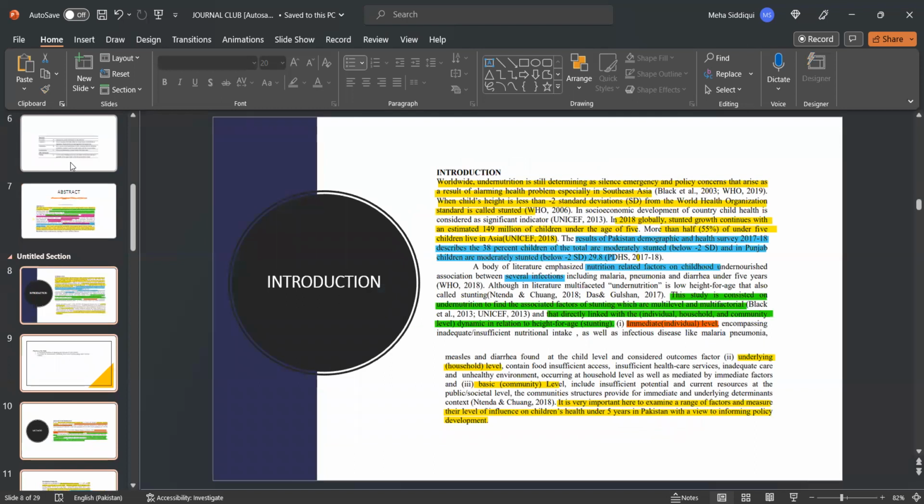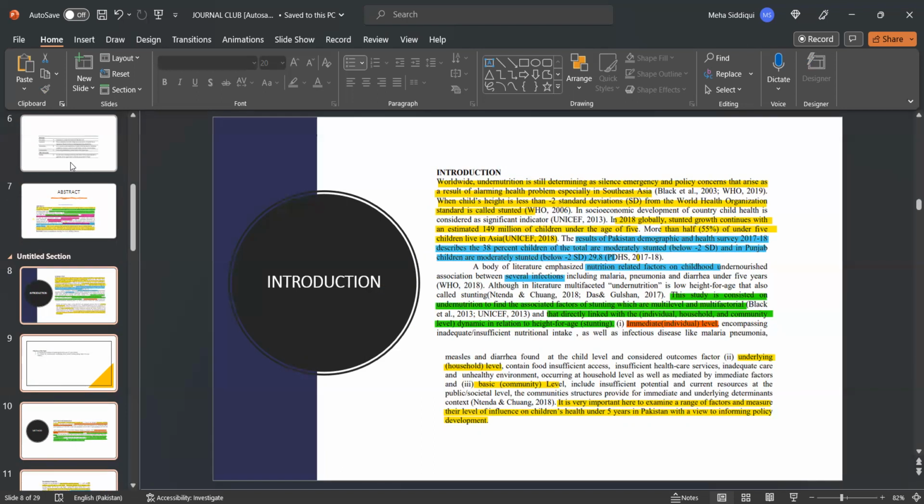Now, the introduction. Worldwide, undernutrition is still a silent emergency and a policy concern that arises as a result of alarming health problems, especially in Southeast Asia. Now, who is a stunted child? Any child whose height is less than -2 standard deviations from the WHO standard is considered a stunted child. In 2018, globally stunted growth continued with an estimated 149 million children under 5 years of age, and more than half of under-5 children live in Asia.